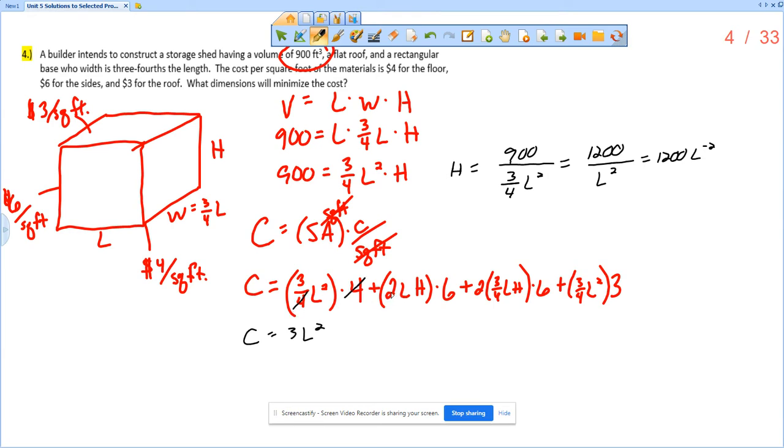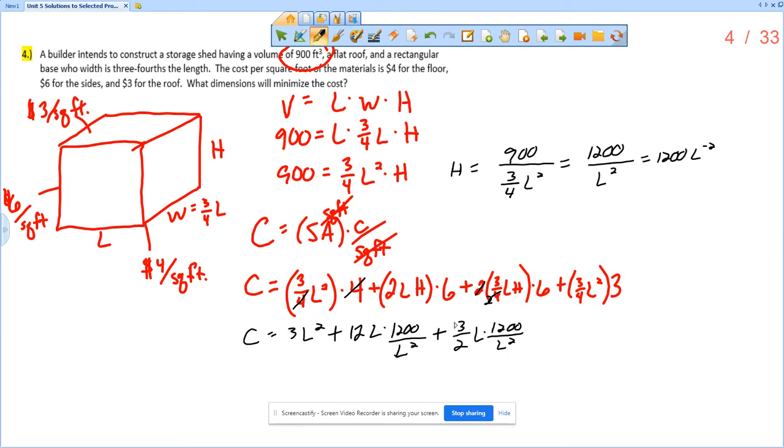Now here I have a 2 times 6 LH, so I have a plus 12 LH. So L times H, but remember H was 1,200 L to the negative second, or over L squared. Plus here I have a 2 times a 3/4, so that'd just be a 3/2. So I have a 3/2 L times H, which is the 1,200 over L squared, and then times a 6 as well. I apologize for that. So times 6 here.